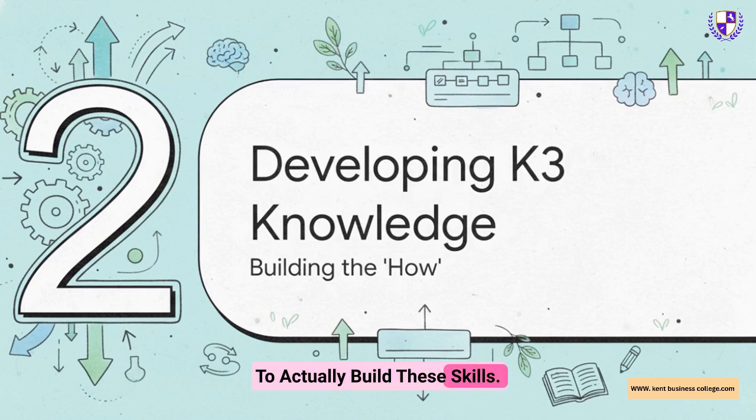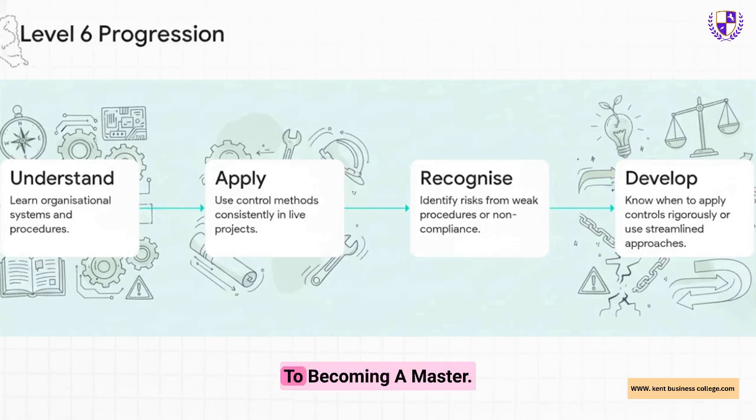All right, so understanding what it is is one thing, but Jody needs to know how to actually build these skills. So let's jump into the next part of their conversation, where Adam lays out a super clear development path for her. This is basically your roadmap to becoming a master. It all starts with really understanding your company's own systems.